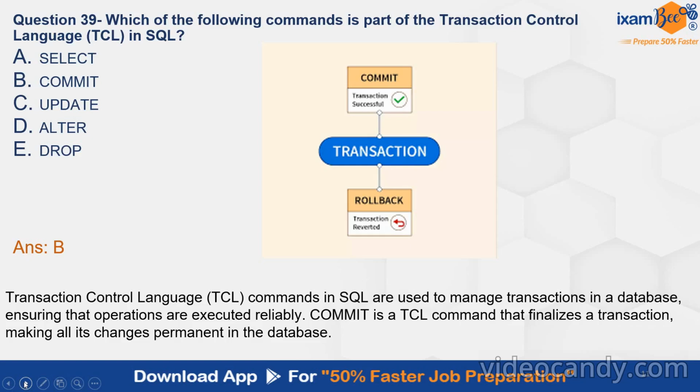Commit ensures that all changes in a transaction are permanently saved. That's the main purpose. For example, we are doing some transaction in an account where debit and credit both are happening. So दोनों ही ऑपरेशन सक्सेसफुल होने पर commit perform होता है. Okay, so this ensures that all the changes in a transaction are permanently saved.